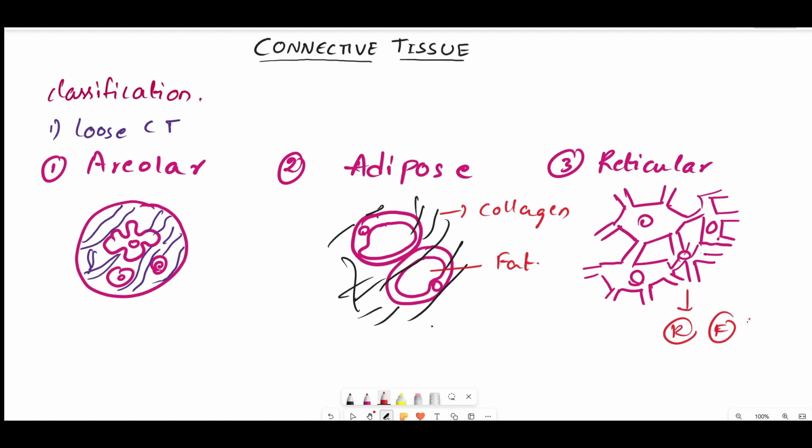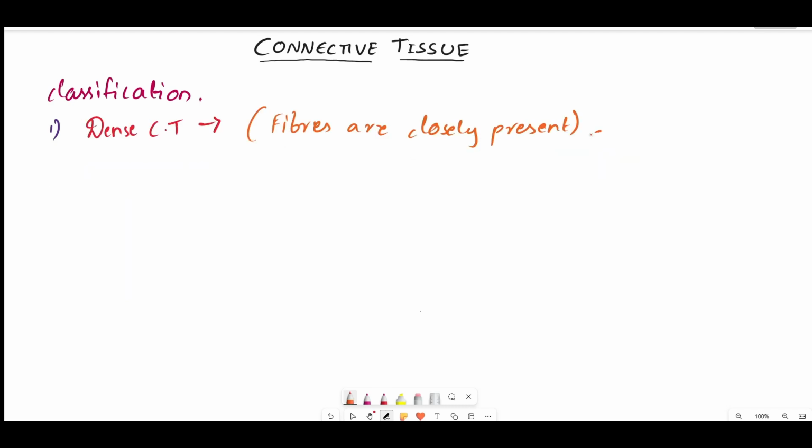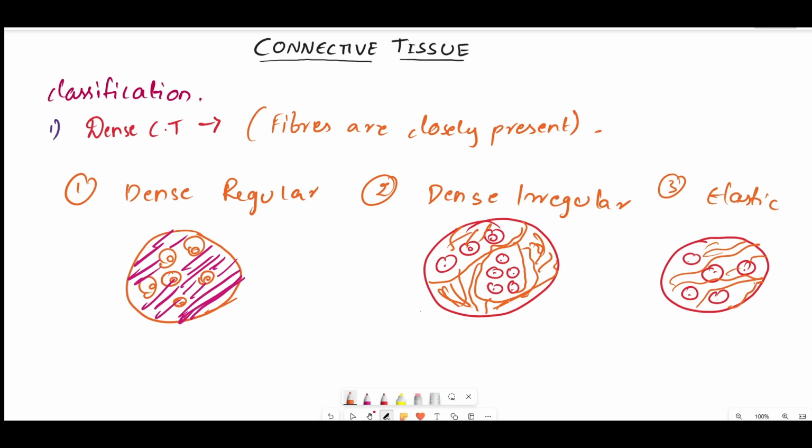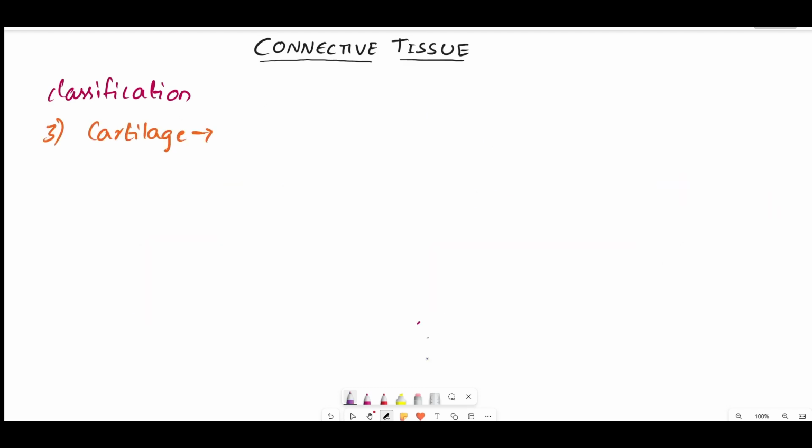Now let us get into the second one, which is the dense connective tissue. Why do we call it dense connective tissue? Because here the fibers are very closely packed, and compared to the loose connective tissue, this dense connective tissue is much stronger. It is further divided into three. Now let us see how all three look: dense regular, dense irregular, and the elastic one. So cartilage is one of the specialized types.